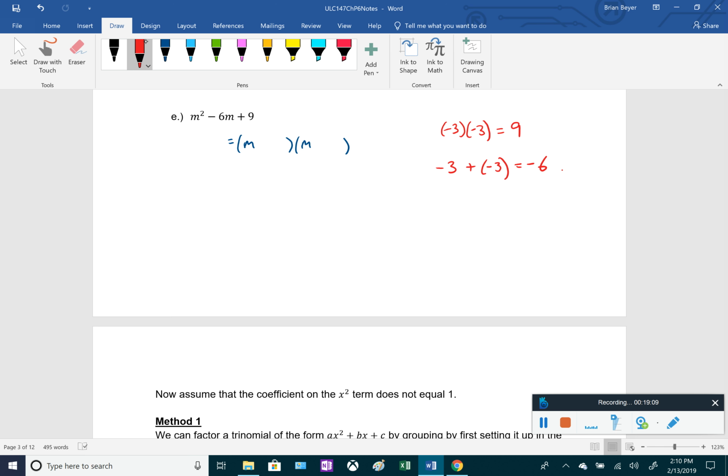So you have to be careful here, because anytime it's multiplying to a positive but adding to a negative, the only way that can happen is if they're both negative. So this is going to be (m - 3)(m - 3). So let's just write this as (m - 3) squared, since there was two of the same thing.